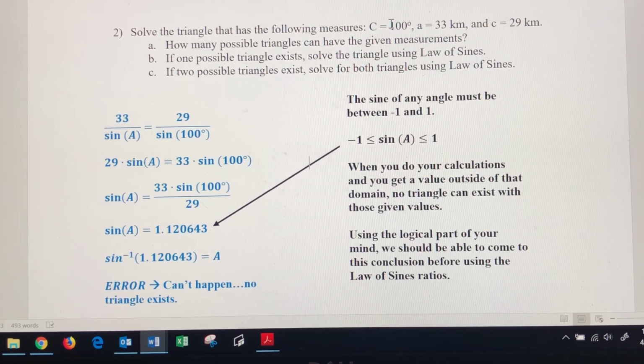Now, logically, going back to the beginning of the problem, angle C is obtuse. That means angle A and angle B would have to be acute angles. This is the largest angle then, so C has to be the largest side. And C is not the largest side because A's given value is greater.